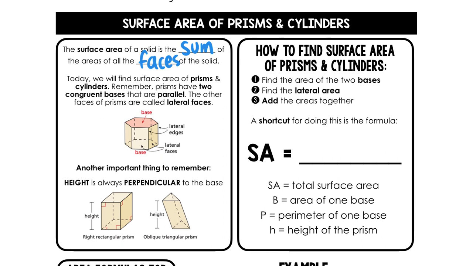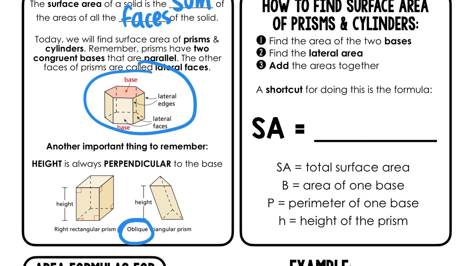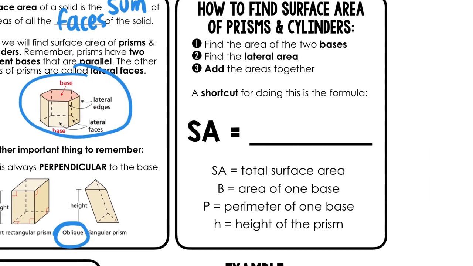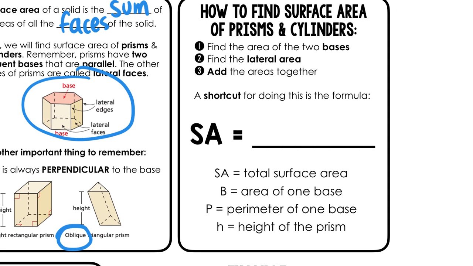So here's some describing what prisms are. They do have one set of parallel and congruent bases, and the height needs to be perpendicular to the base. So even if it's an oblique prism, remember that means it's slanted, the height is still perpendicular to the base. So they're showing us that. So the formula for surface area is on your formula sheet. So I'm just copying it down.